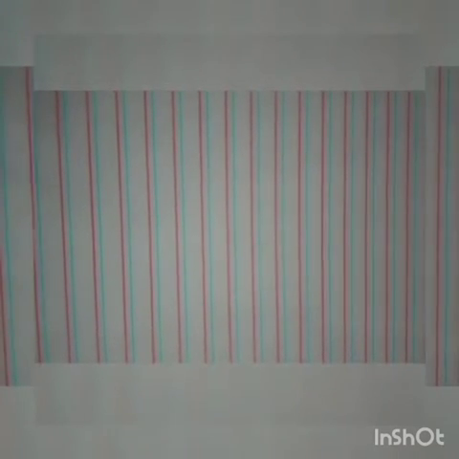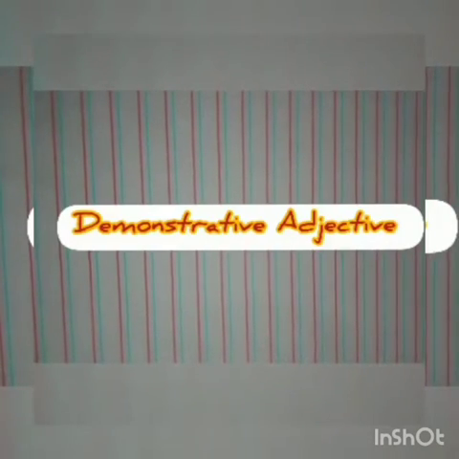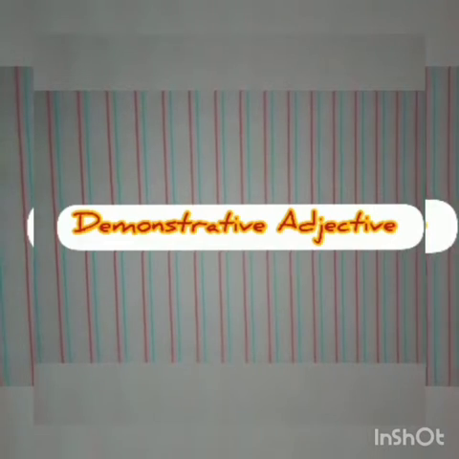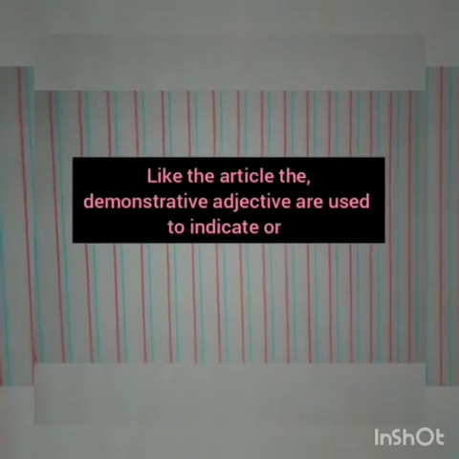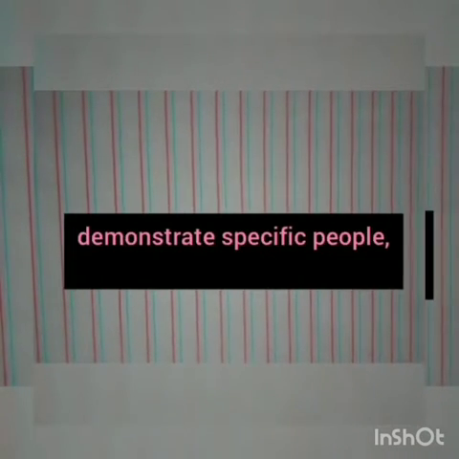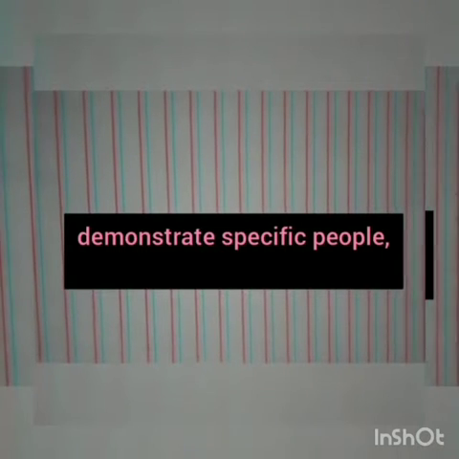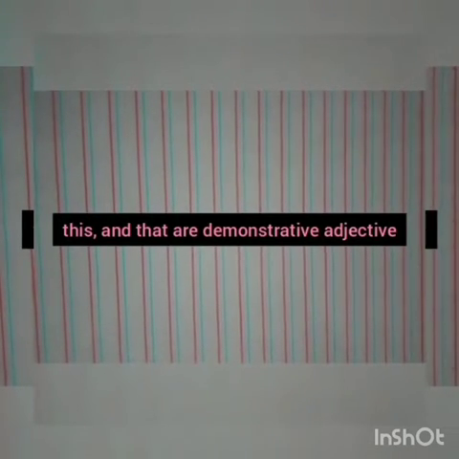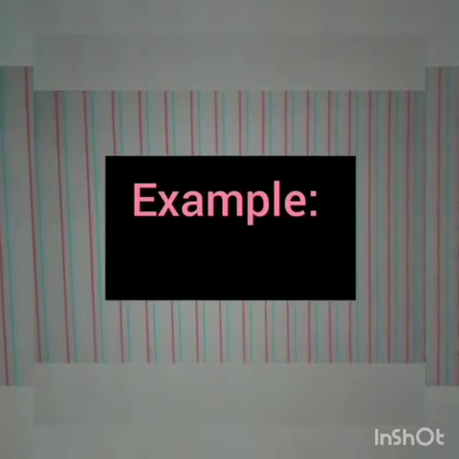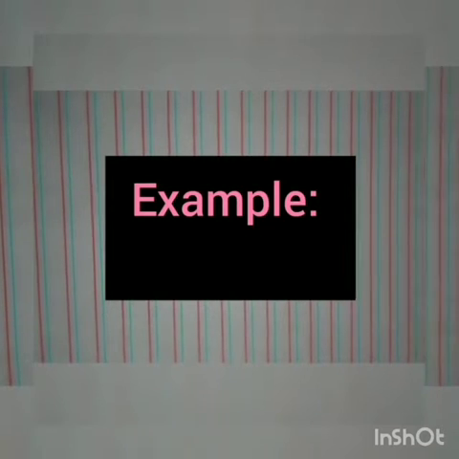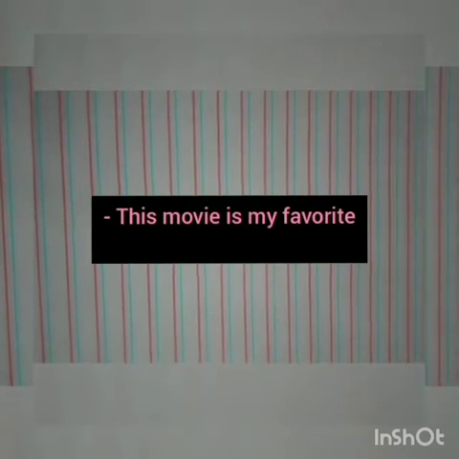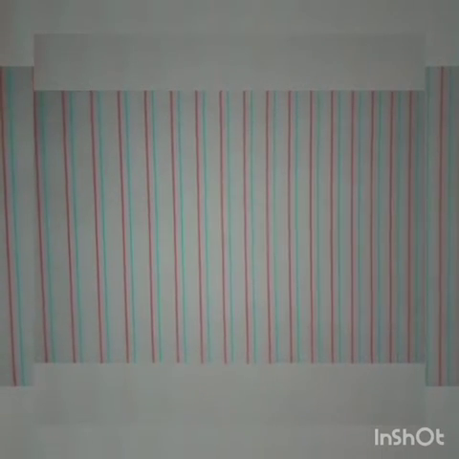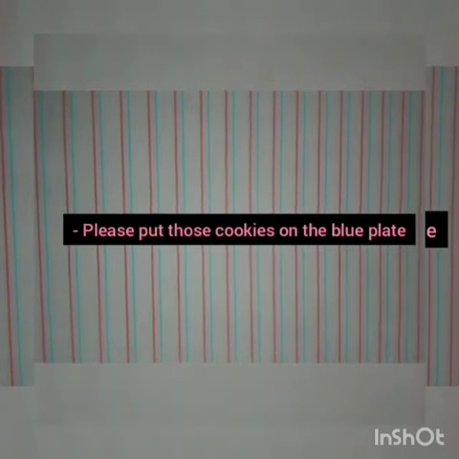The next adjective type is demonstrative adjective. Like the article, the demonstrative adjectives are used to indicate or demonstrate specific people, animals, or things. This, these, those, and that are demonstrative adjectives. Example: this movie is my favorite. Please put those cookies on the blue plate.